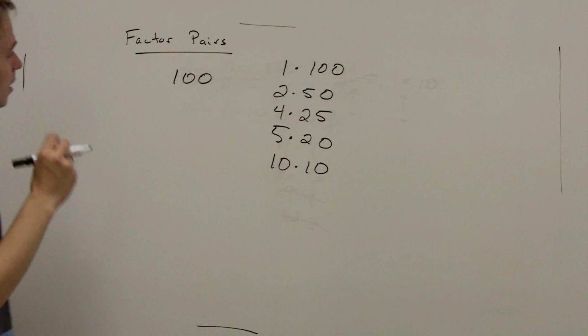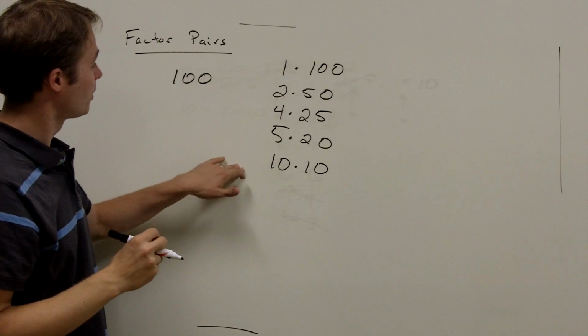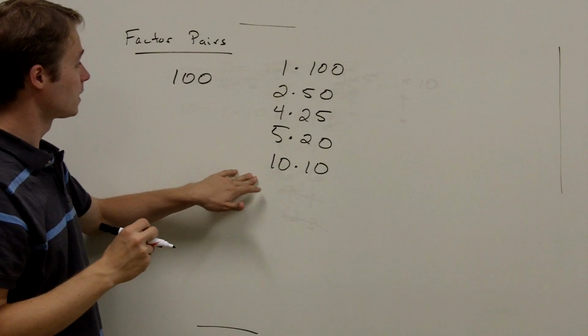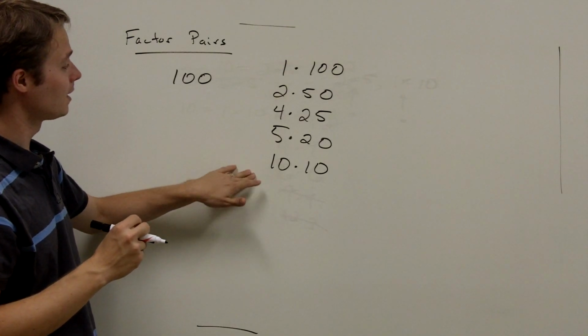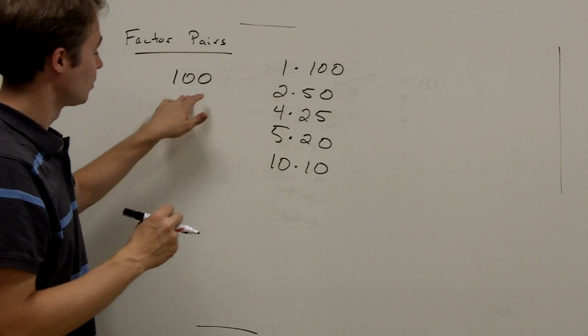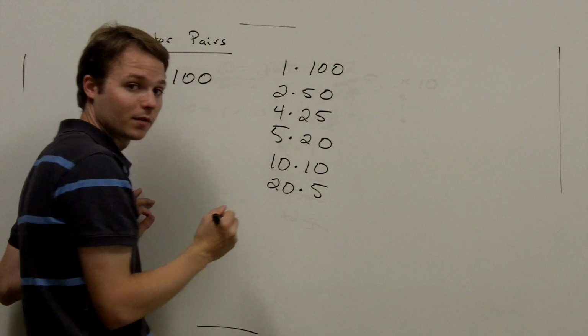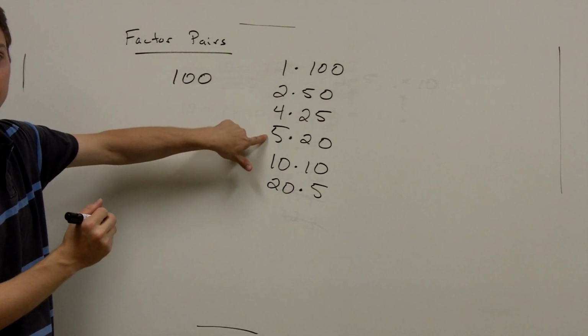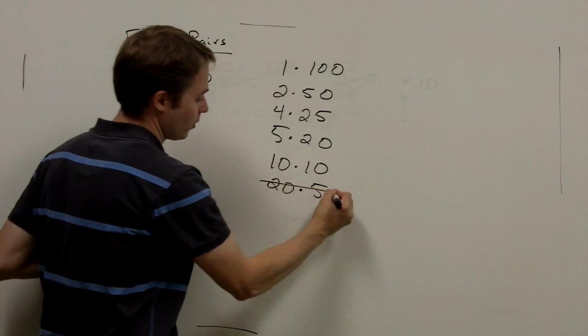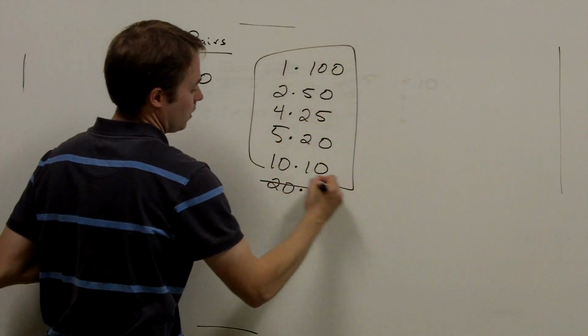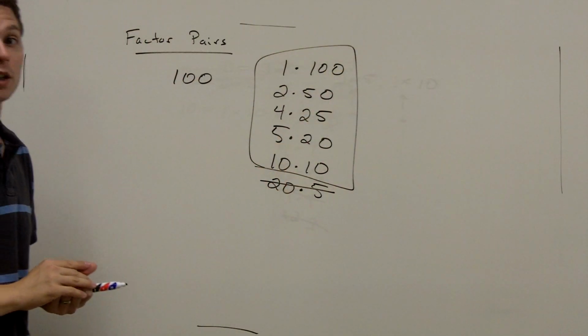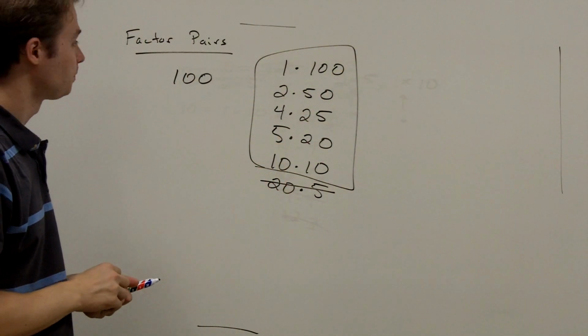And then as we keep going up, 11, 12, 13, 14, 15, 16, 17, 18, 19. The next number that divides into 100 on our list is going to be 20, because 20 times 5 is 100. However, we already have 20 and 5 right here. So at that point we can stop. And we know that this is the list of all of our factor pairs.